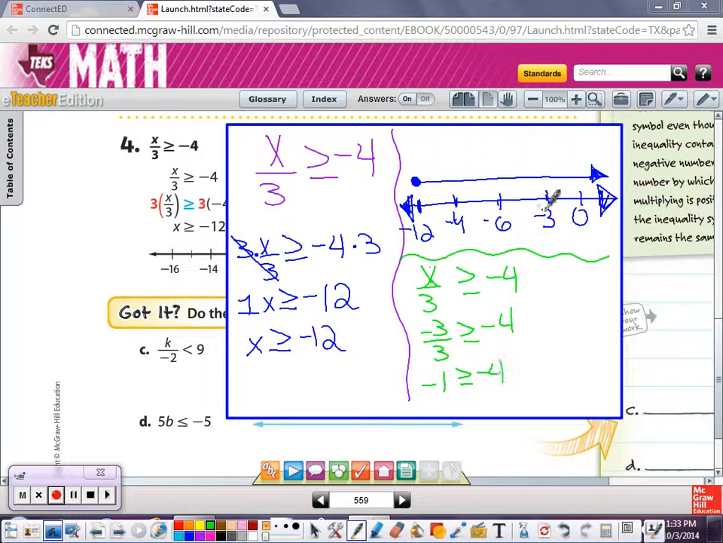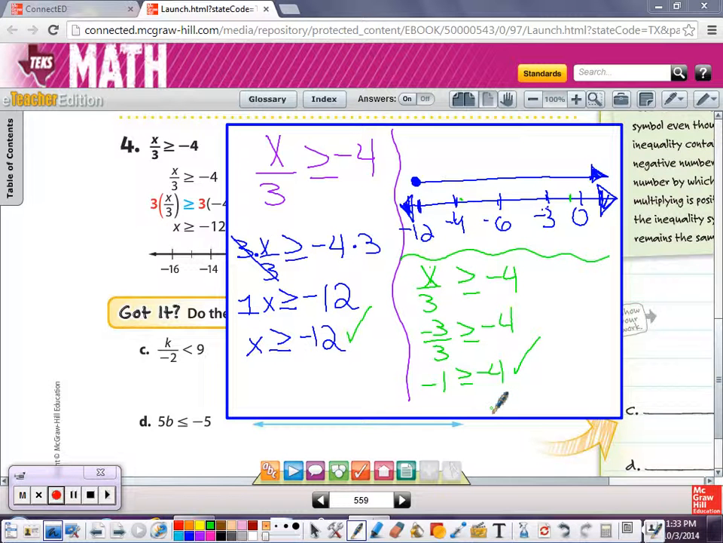When I look up here, negative 1 would be about right here. Negative 4 is way down here. So yes, negative 1 is bigger than negative 4. So this is a true statement, which tells me that everything I did here was correct. If you don't believe me, pick a number on the other side of negative 12 and plug it in here, and you'll see that the answer you get will not be true.